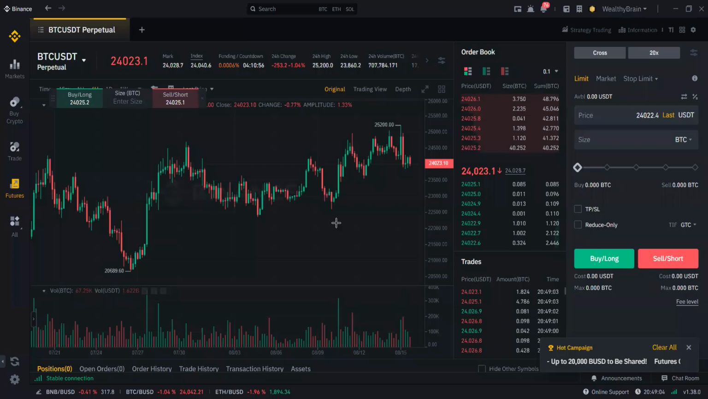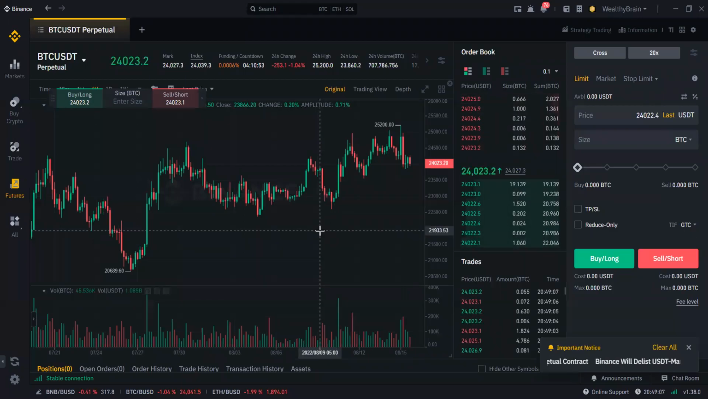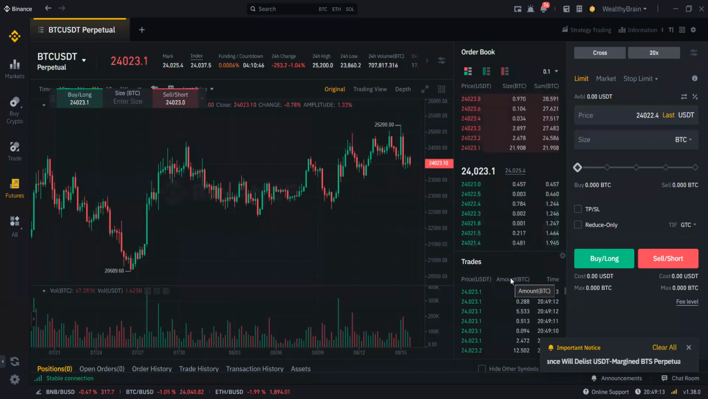You can see the screen now. In this place, move to the right, move your cursor to the right. Okay, you can see the buy long, you can see the sell long, you can see there.